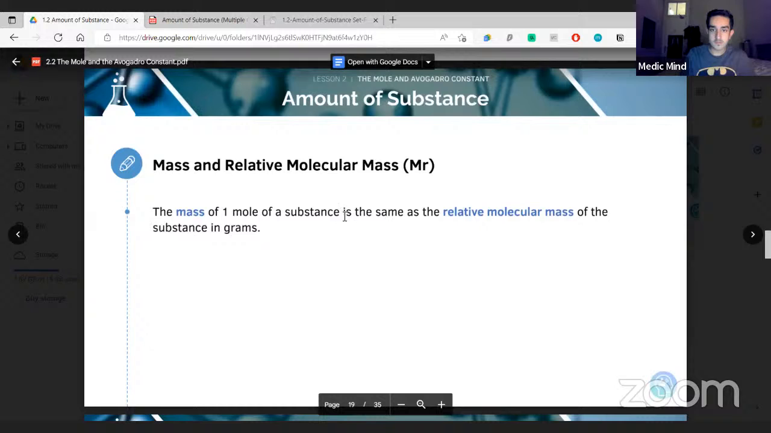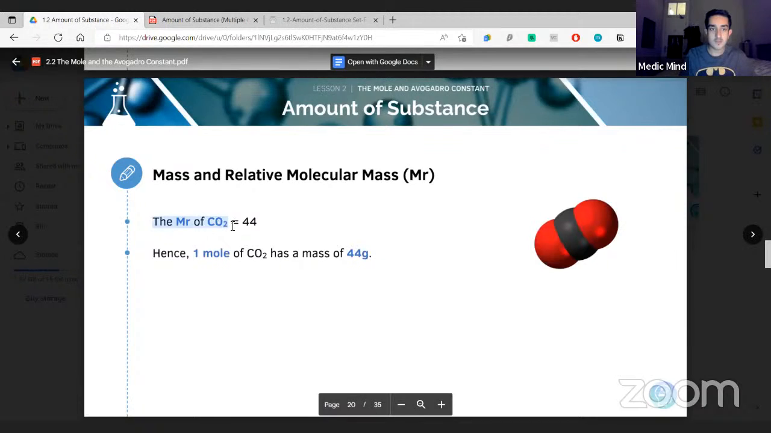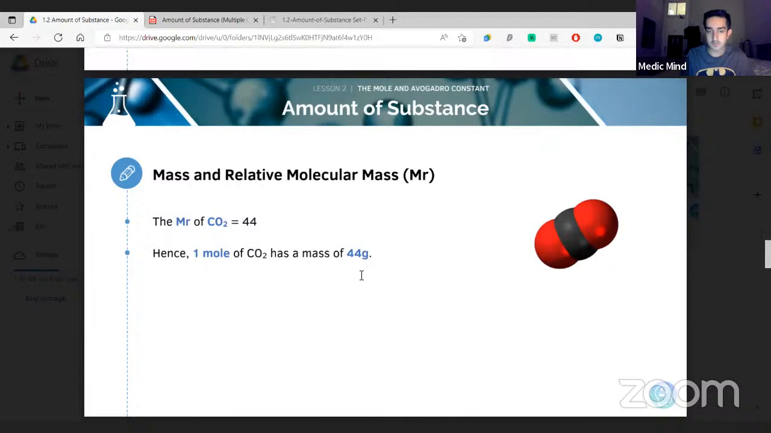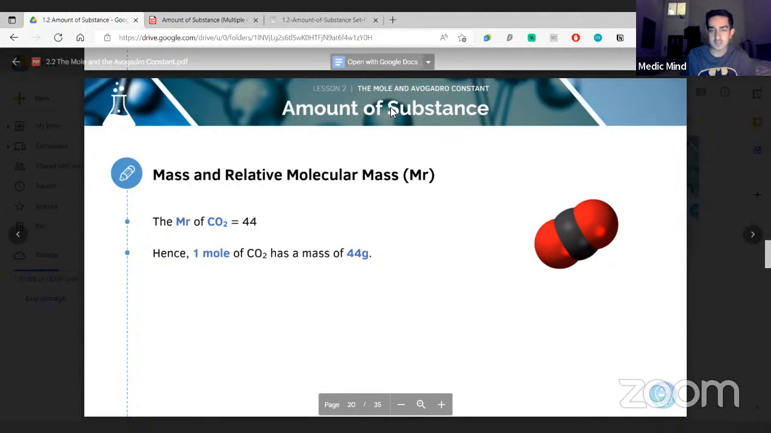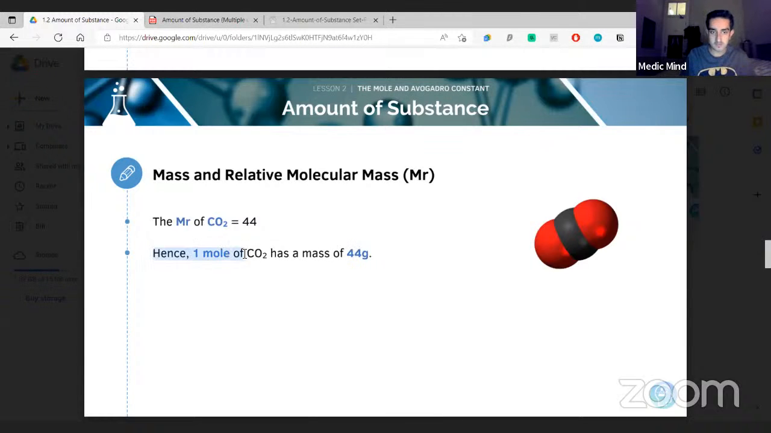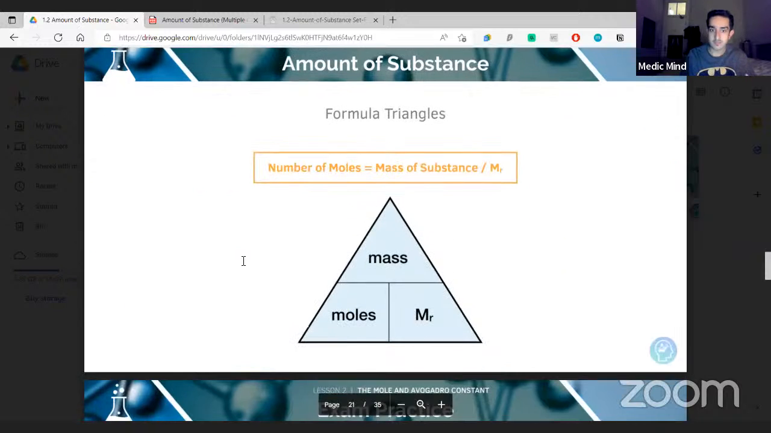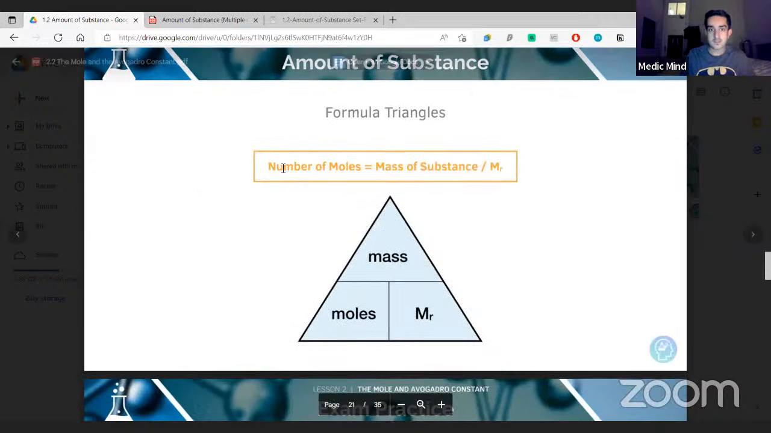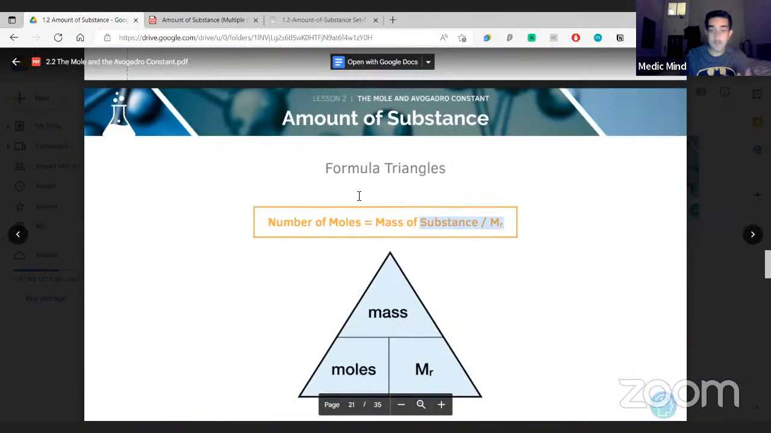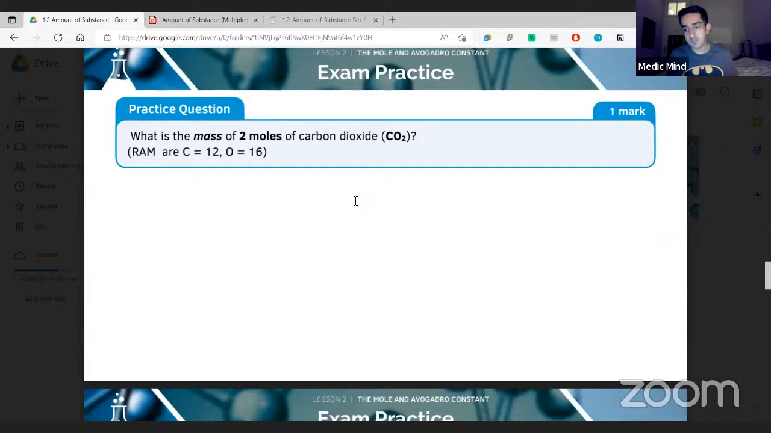The mass of 1 mole of a substance is the same as the relative molecular mass of the substance in grams. So if the MR of CO2 is 44, 1 mole of CO2 will have a mass of 44 grams. That's why we use carbon as the standard, because 1/12 of a carbon atom is 1 gram, basically. 1 mole of it is 1 gram. So therefore, the number of moles is equal to the mass of a substance divided by the MR. This is a very common calculation you need to be able to do very quickly in your mind.